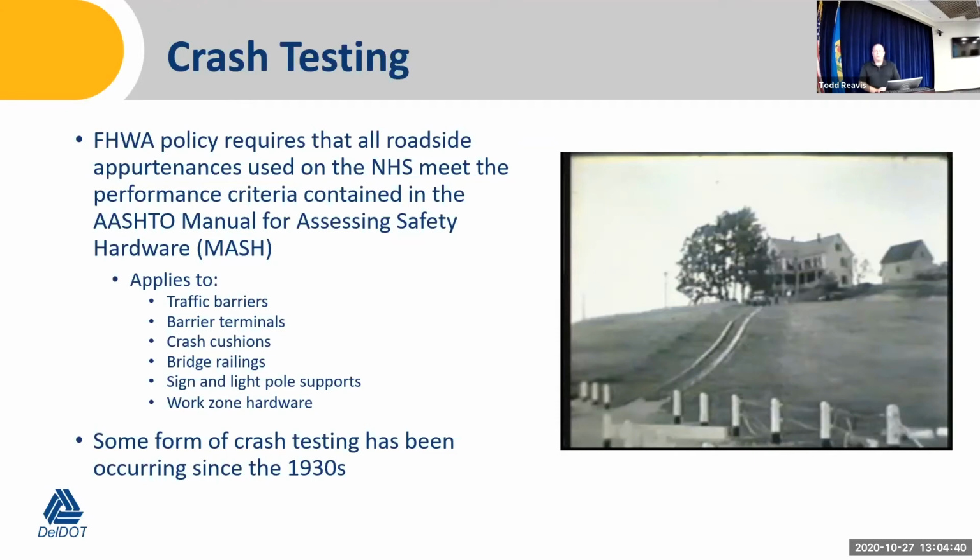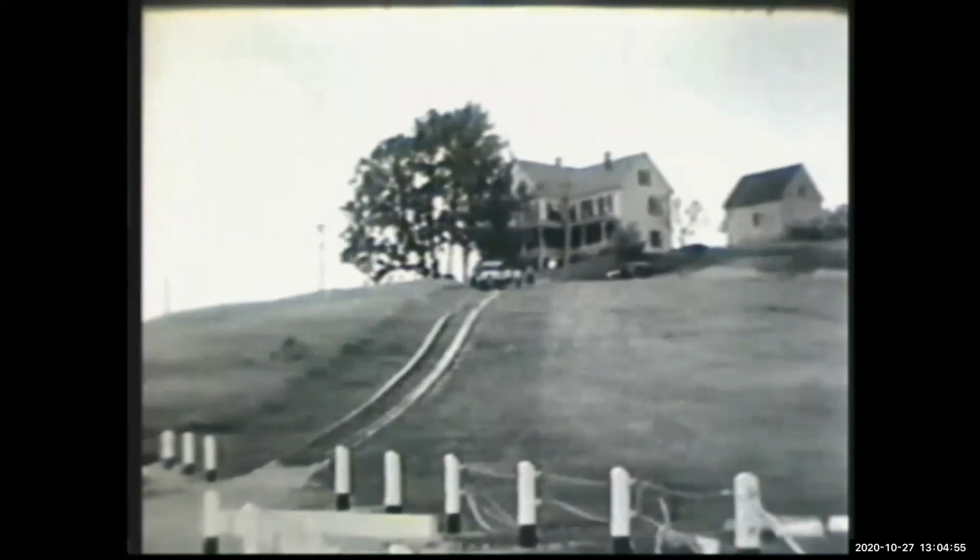I think we use the various terms loosely. Crash cushions or impact attenuators, bridge railings, which Mike talked about earlier today, sign and light pole supports, as well as work zone hardware. There's been some form of crash testing since the 1930s.